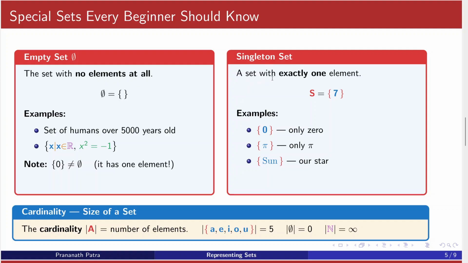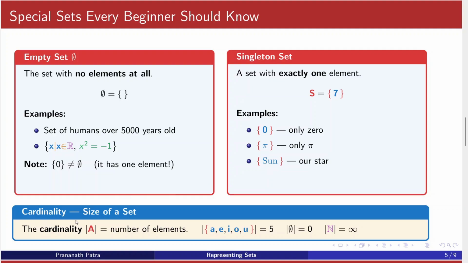A Singleton set is simply any set that contains exactly 1 element. For example, a set containing just the number 7, or a set containing just the number 0, or just the symbol pi. It doesn't even have to be numbers. The set containing our sun is a singleton set because there is exactly one element inside it.